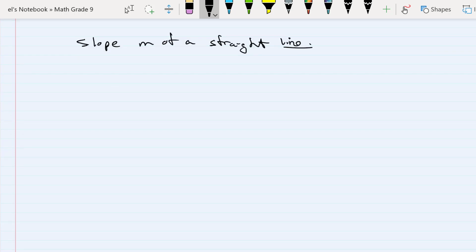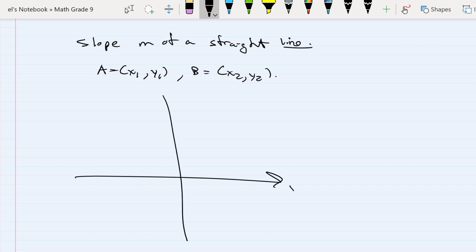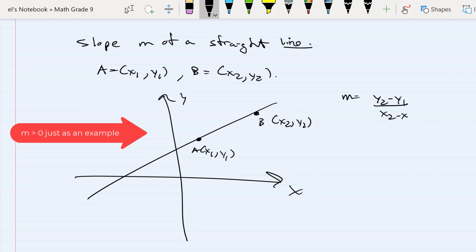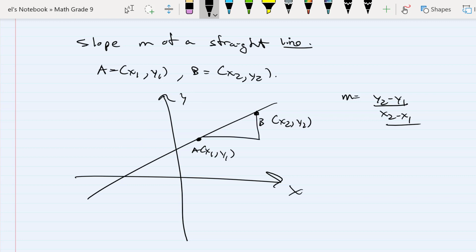Earlier, we talked about the slope m of a straight line, but we didn't really define it. To define it, let us choose 2 points, A (x1, y1) and B (x2, y2). If we draw a straight line on x, y axes, we can think of these points A and B. The definition of the slope m, therefore, is just y2 minus y1 all over x2 minus x1. Or, sometimes we can think of it as the rise over the run.